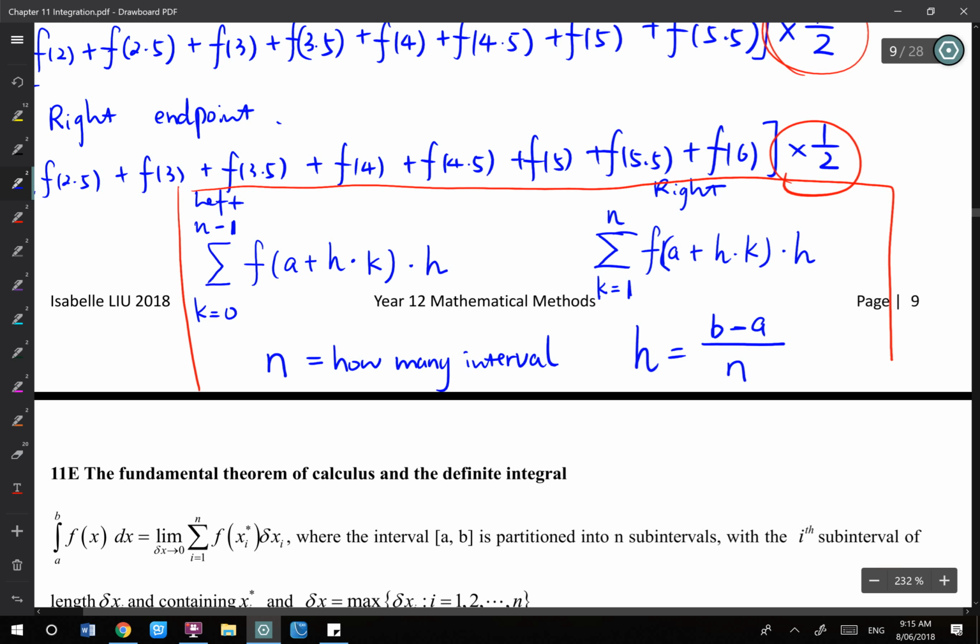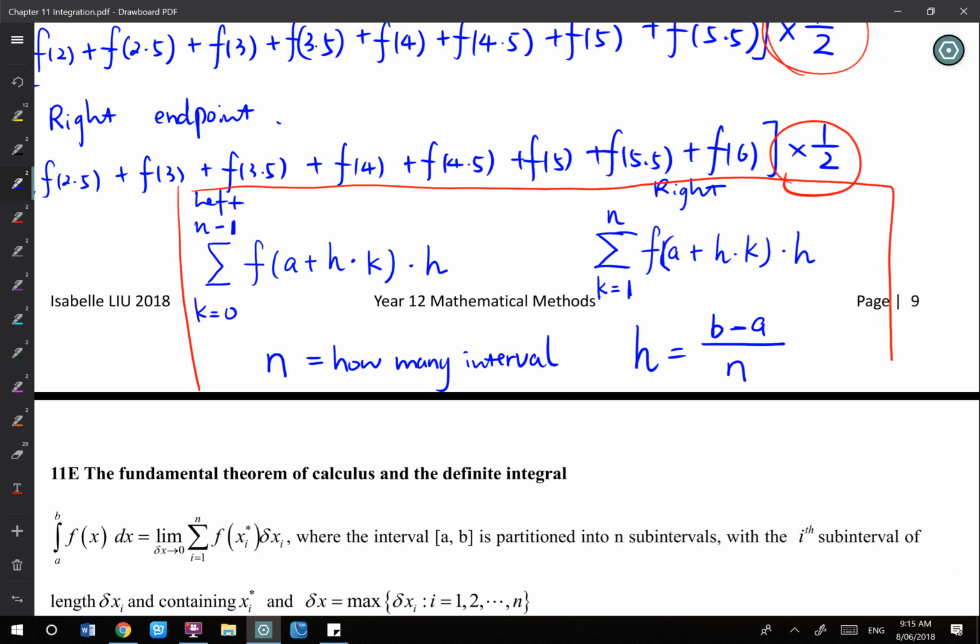A and B is the interval you want to approximate the area over. Okay, I want to find the area between 1 and 5. Then A is 1, B is 5. N is how many intervals I want. Okay, so I want 8 partitions between A and B. So N is basically how many rectangles you want.